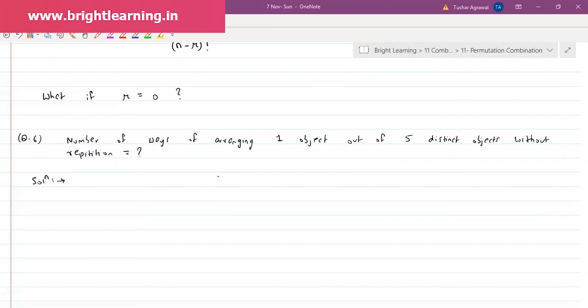Answer this quickly. Number of ways of arranging one object out of 5 distinct objects without repetition. Quickly. Very easy it should be. Yes, Janvi, correct. Puviyantam, correct. Okay. Shreya, correct.